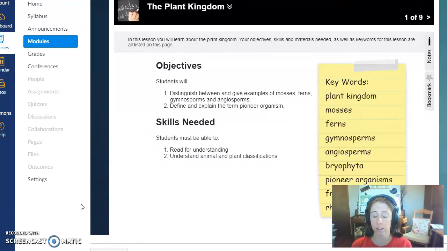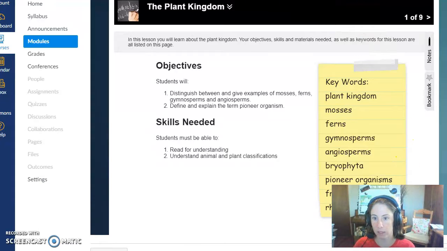So when you're taking your notes, of course, you want to make sure that you can complete the objectives by the time that you finish the lesson. So the objectives for the plant kingdom are to distinguish between and give examples of mosses, gymnosperms, and angiosperms, and then define and explain the term pioneer organism. Then you've got your key words, so these are some of your vocabulary terms. You want to make sure that you can define these and then give examples of these.